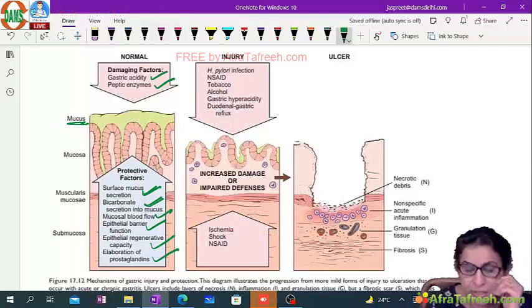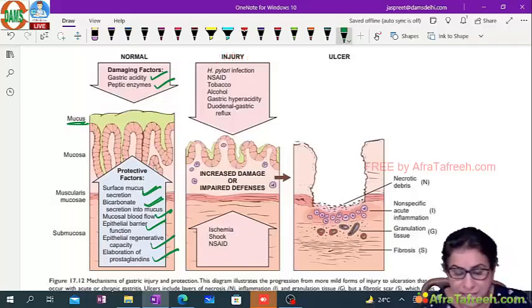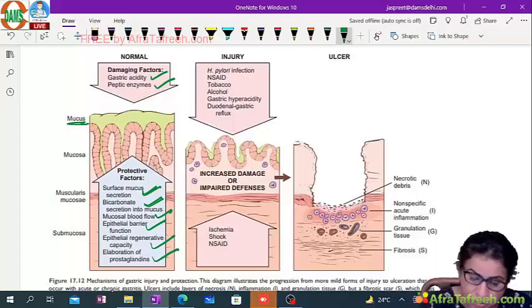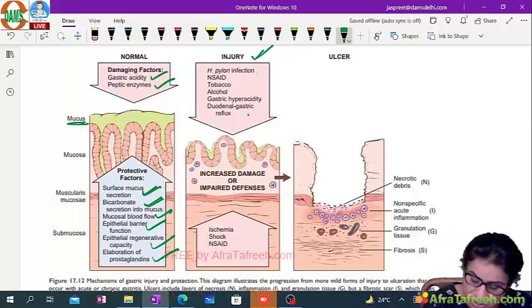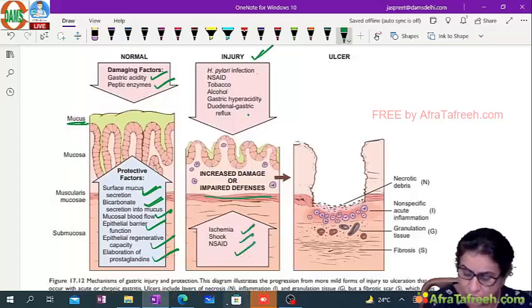Okay. Now, peptic ulcers are ulcers that can occur in the stomach, in the duodenum, and sometimes even in the lower esophagus. Peptic ulcers are produced because either the mucosa gets injured, which can be due to H. pylori, NSAIDs, tobacco, alcohol, gastric hyperacidity, or gastroduodenal reflux, or because of impaired defenses like ischemia, shock, and NSAIDs. All can produce ulcers in the stomach.